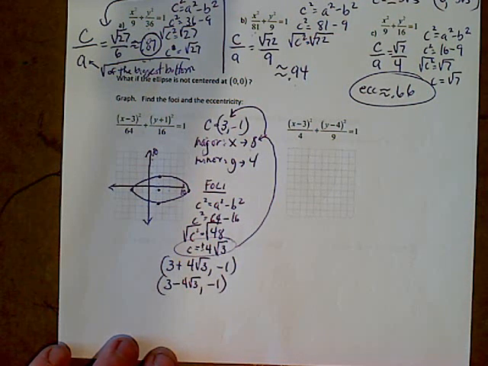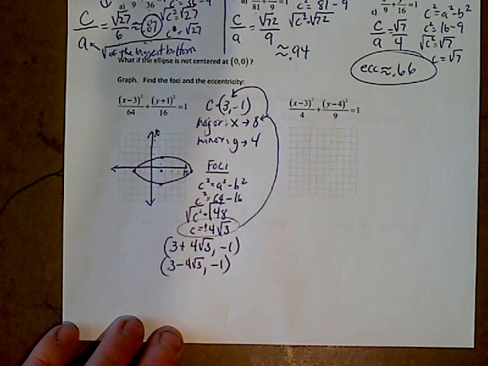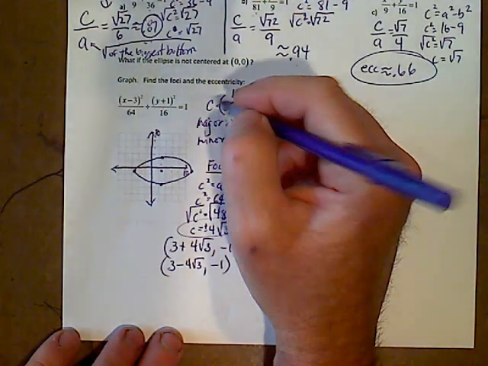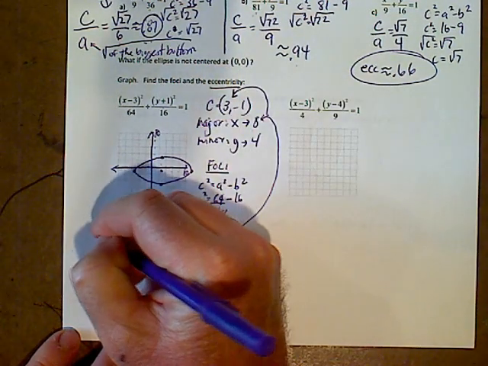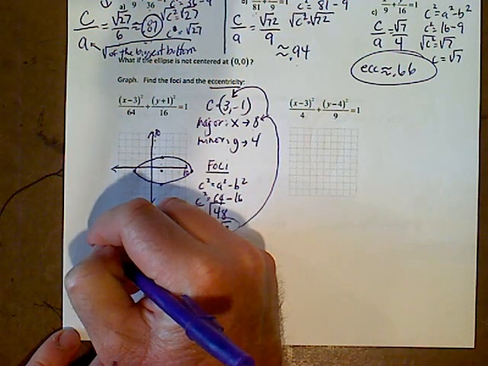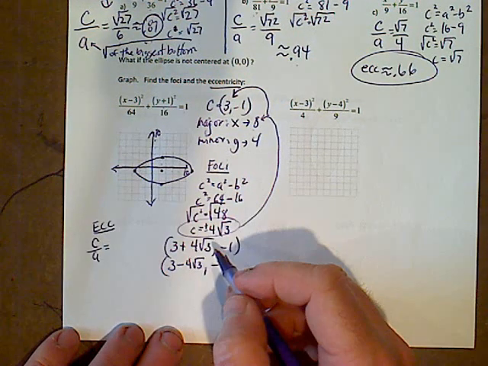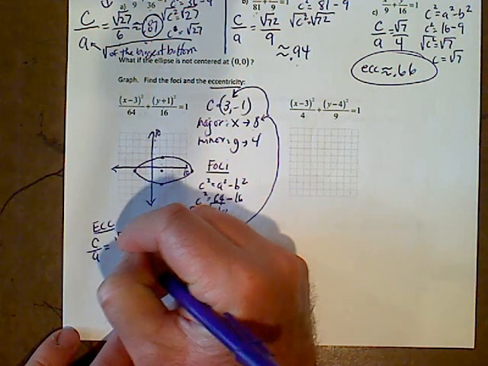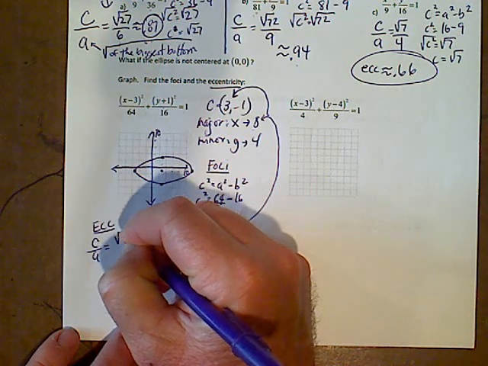And those are the coordinates of your foci. Okay? Now, last thing I wanted you to find here was the eccentricity. So you find the eccentricity by doing c over a. And we already have c here. I'm just going to call it square root of 48 because you get a decimal for this.